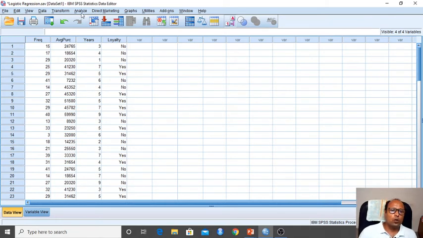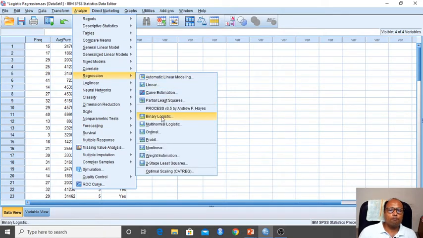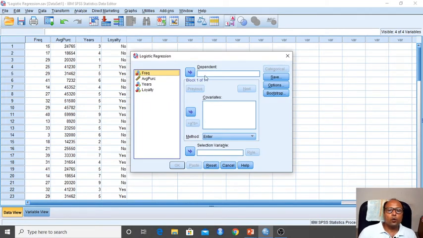So what you do, you go to Analyze. In Regression you have Binary Logistic. We call it binary because your dependent variable has two categories, so either he is loyal or not loyal. Okay, now you have to select your dependent variable. So loyalty is the dependent variable, and these three are your independent variables. We call them covariates. So take all those variables into the covariate box.